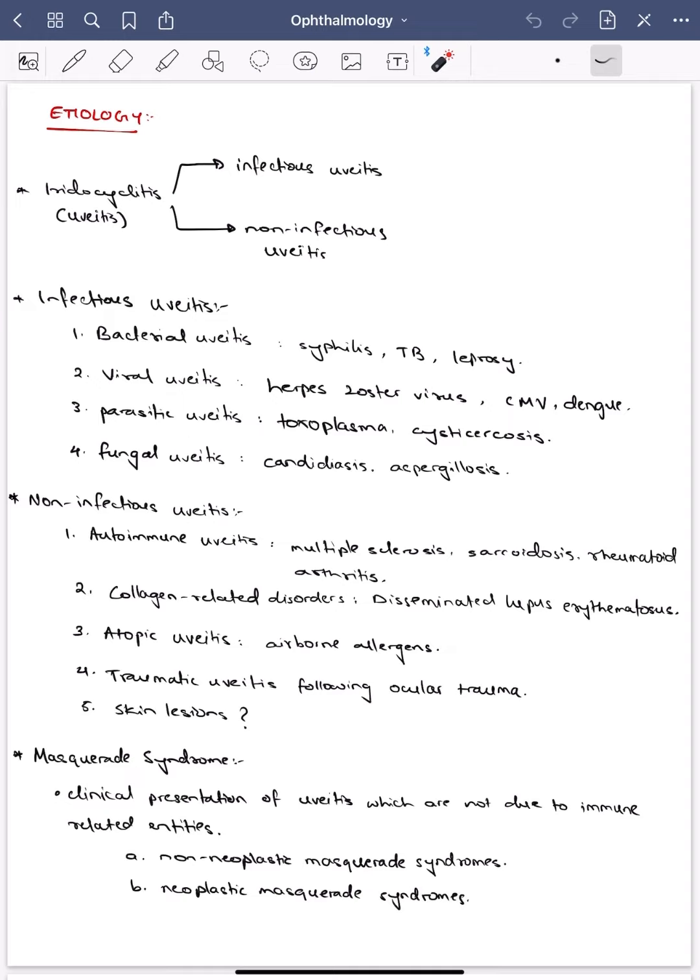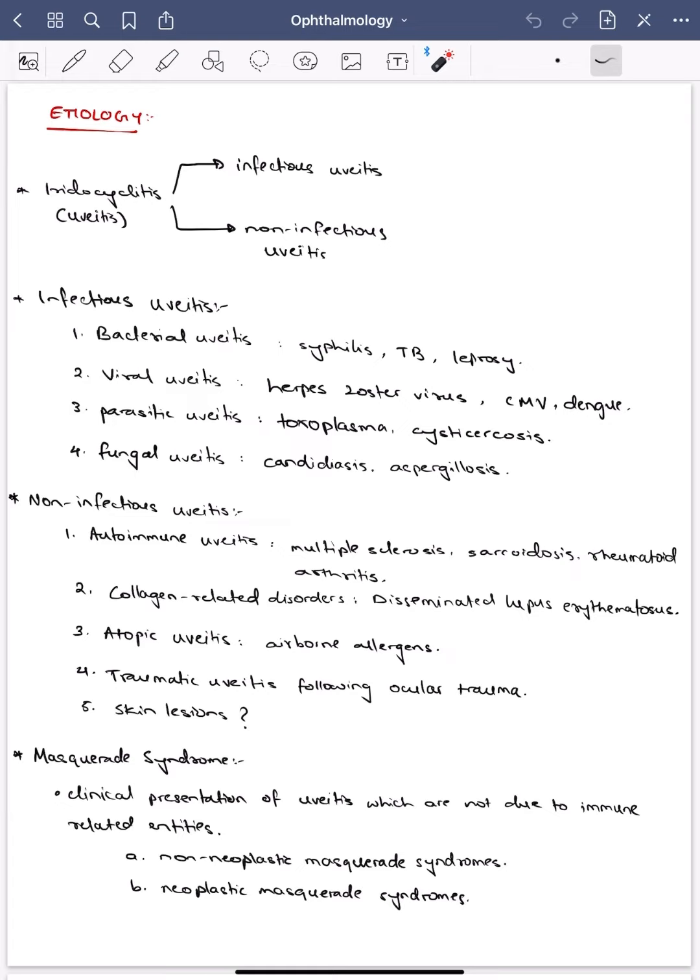Now it can be divided into infectious causes and non-infectious causes. Under the infectious uveitis, we have bacterial uveitis, which can be seen in conditions like syphilis, tuberculosis, and leprosy. Then we have viral uveitis, which is seen in herpes zoster virus infection, cytomegalovirus infection, or dengue infection. Parasitic uveitis is seen in toxoplasma and cysticercosis, and finally fungal uveitis is seen in candidiasis and aspergillosis. So this is the infectious uveitis. We have bacterial, viral, parasitic, and fungal.